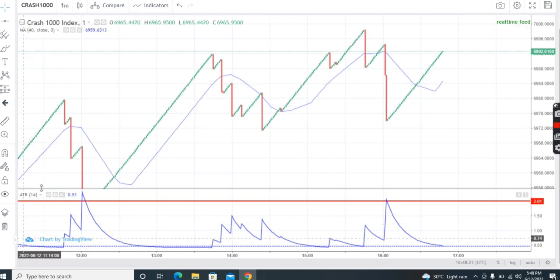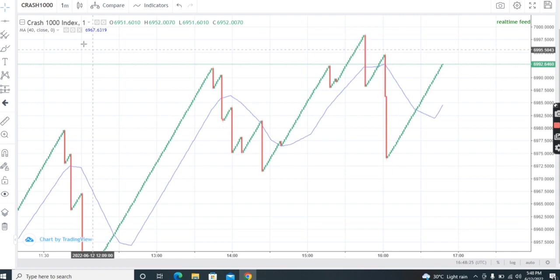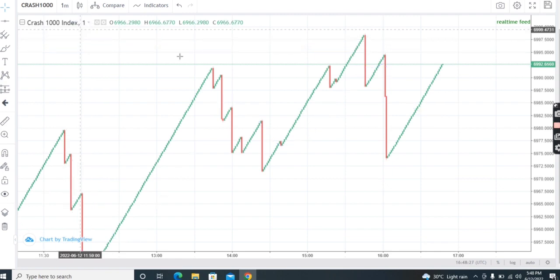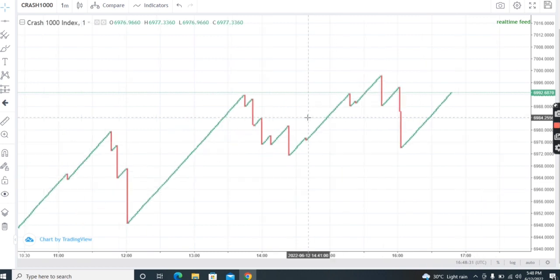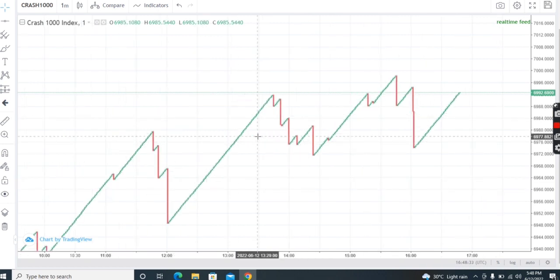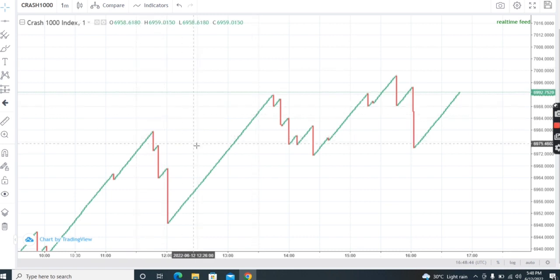Right now I'm going to clear the chart because I'm just using 2 indicators for this strategy. So this is Crash 1000 index. Firstly, you need to be on the 1 minute time frame, as you can see on my screen. I'm using the desktop version. I'm also going to give you this strategy on the mobile version, for those of you that won't be using desktop, but for now this is the desktop version.